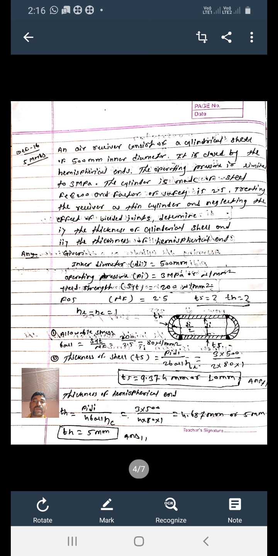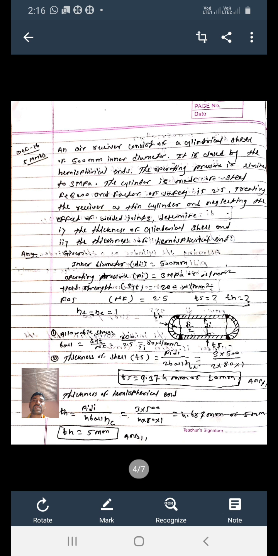Then see, you know the formula. With the help of the formula we can calculate the thickness of the shell. Before that, we want to calculate the sigma allowable. Okay, sigma allowable, how to calculate? Sigma allowable is equal to SYT divided by NF. Remember that if the factor of safety value is given, then you should first calculate the sigma allowable, meaning the allowable stress. 200 divided by 2.5, you will get 80 Newton per mm square.